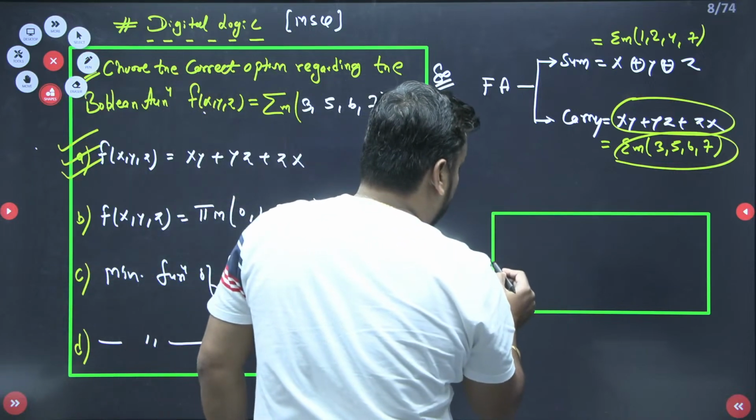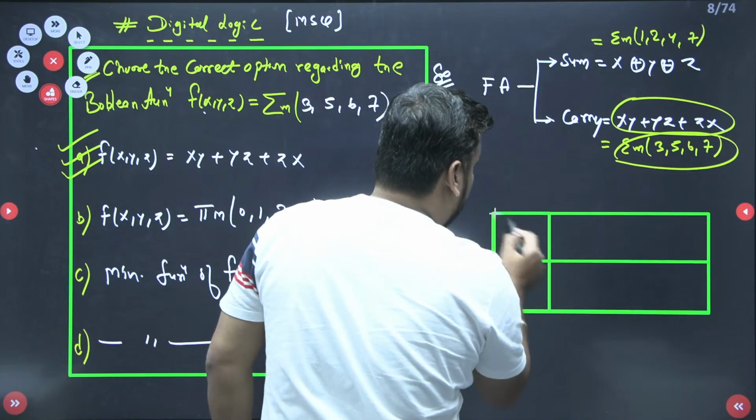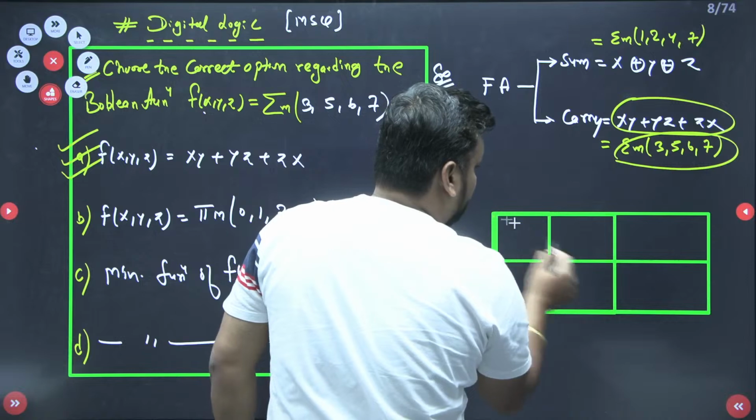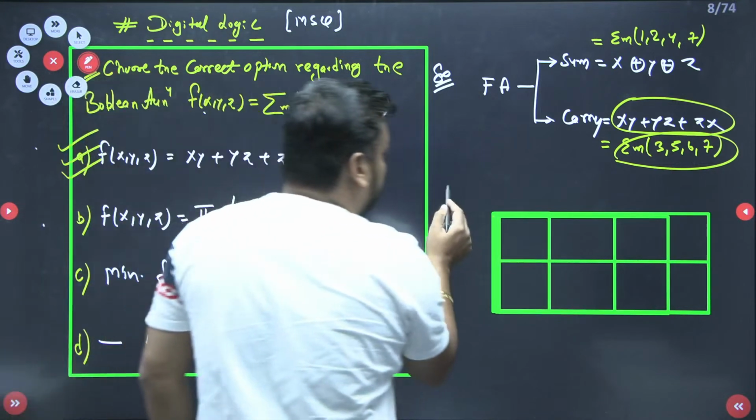Tell me, if I make a K-map again, what will I get? A K-map, however, is not required here. If you are doing the K-map, you are just wasting time, because a smart student can easily solve this question without using a K-map.